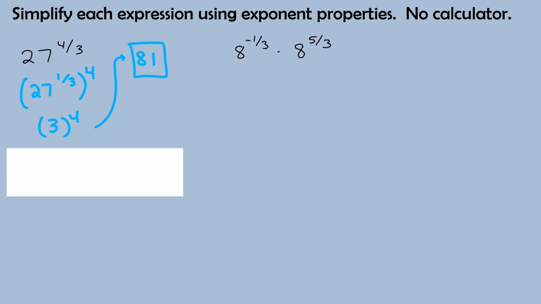Here's the next one. 8 to the negative 1/3 power times 8 to the 5/3 power. Now because both of these have a base of 8, we can add these exponents together. Negative 1/3 plus 5/3 is 4/3. So we have 8 to the 4/3 power. Hey, now it's kind of like that previous one, something to the 4/3 power. So let's break that up into 8 to the 1/3 to the 4th. And 8 to the 1/3 is the cube root of 8, so that's 2. And 2 to the 4th is 16.